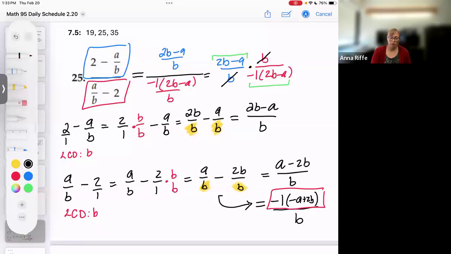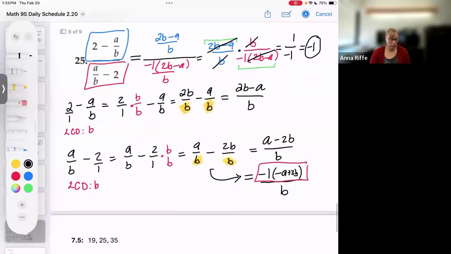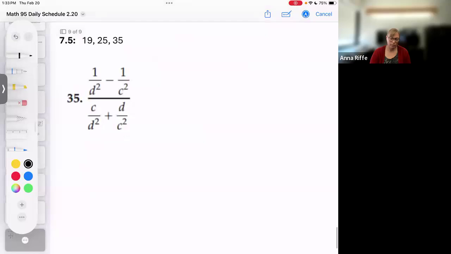And then I have this common factor of 2B minus A that will also cancel, which gives me remaining on top is a 1. On bottom is -1. So -1 is my result. Right? Happy to answer questions about that in a minute, but I want to at least begin this next one, just so you see it, because we work it in exactly the same way.